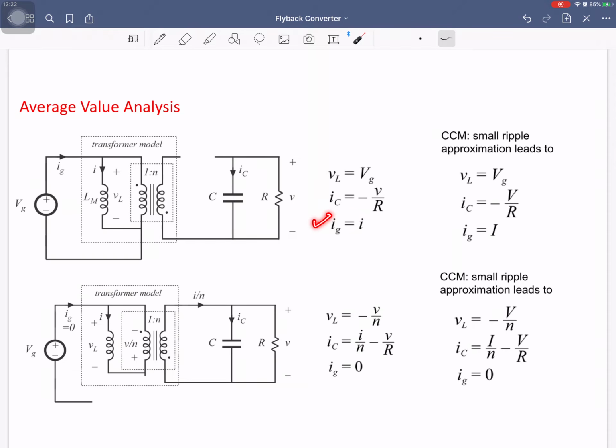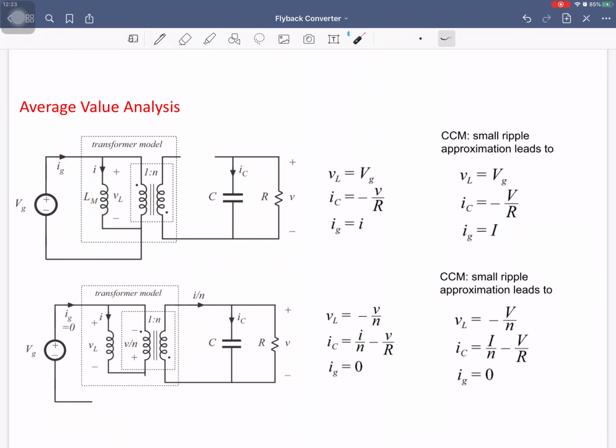Now we say that there is very small ripple, and for the average value we will be considering the capital letters. So VL, the primary winding voltage, is equal to VG. The current through the capacitor is minus V by R, the average voltage across the load divided by the resistance, which gives the average current through the capacitor, and Ig is the average current passing through your magnetization branch.